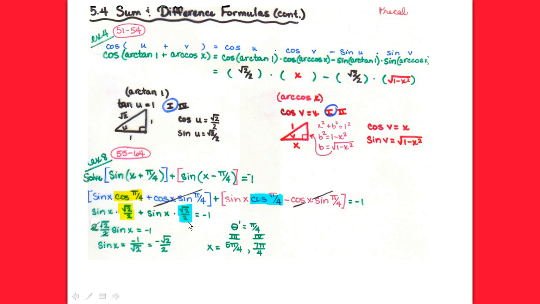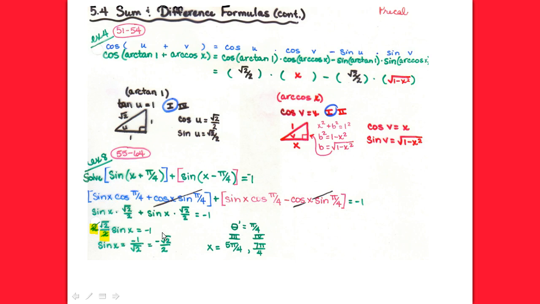So now what we have is 1 square root of 2 over 2 sine x plus 1 square root of 2 over 2 sine x. So that would give me 2 square root of 2 over 2 sine x's. And we want to know where that's equal to -1. All right, so our 2's are going to cancel each other out, and that would leave us with just square root of 2 sine x is equal to -1.